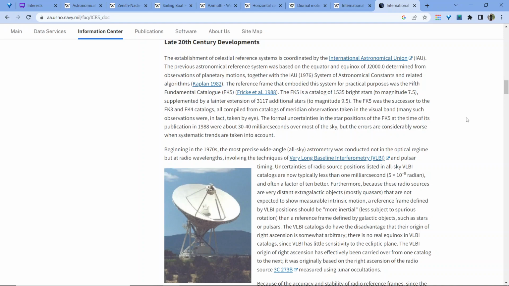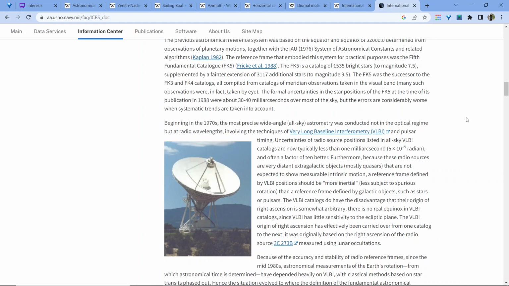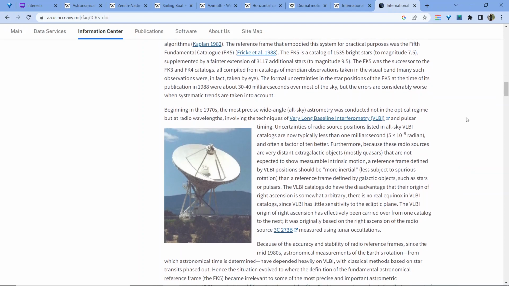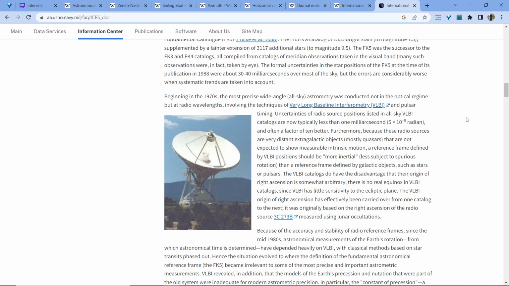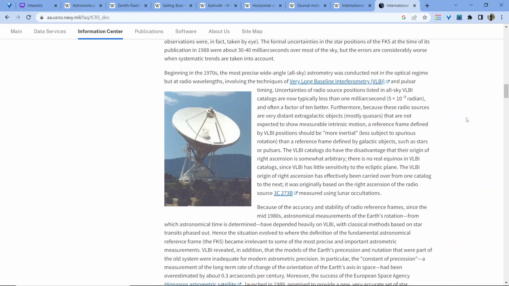The formal uncertainties in the star positions of the FK5 at the time of its publication in 1988 were about 30 to 40 milliarcseconds over most of the sky, but the errors are considerably worse when systematic trends are taken into account. Beginning in the 1970s, the most precise wide-angle all-sky astrometry is conducted not in the optical regime, but at radio wavelengths, involving the techniques of very long baseline interferometry, VLBI, and pulsar timing.